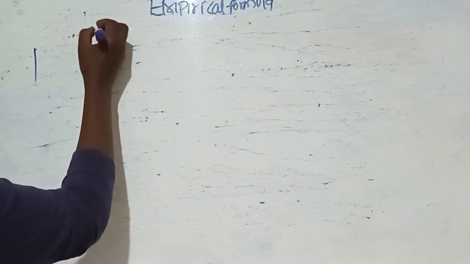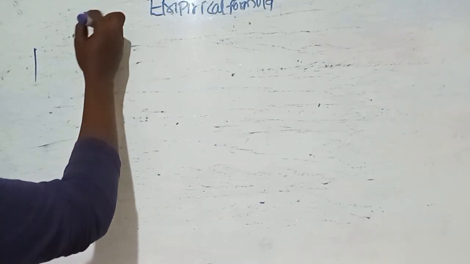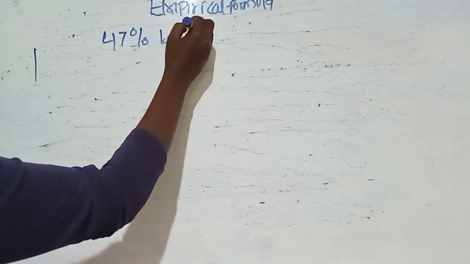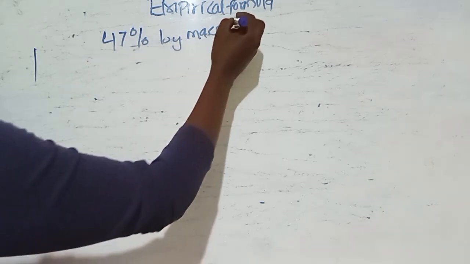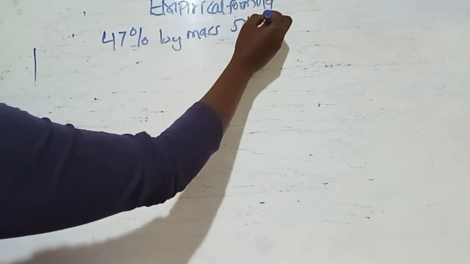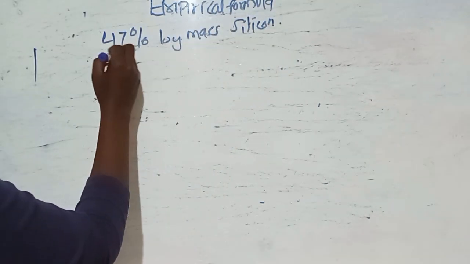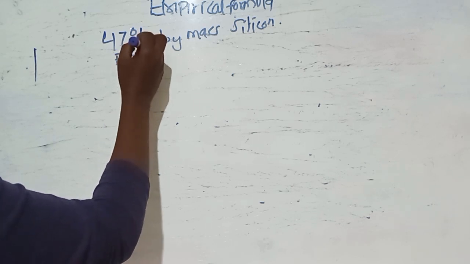The empirical formula gives the number of atoms in a compound in the lowest number ratio possible. So we're going to do one example. You've been told an oxide of silicon contains 47% by mass silicon. What is the empirical formula?